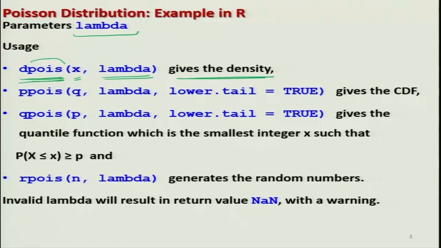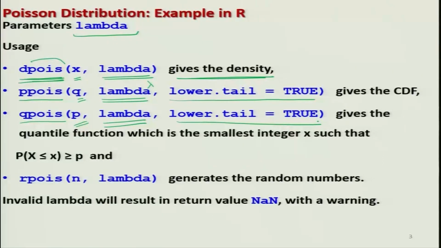Similarly, if you want to find the CDF, you have to write the command ppois, and then the data vector q, and then the value of the parameter lambda. Then you can use lower.tail equal to TRUE or FALSE, exactly as we did in the case of the binomial distribution. If you want to find the quantile function, you use the command qpois, and inside the parenthesis you write the value at which you want the percentile, then the value of lambda, and then lower.tail equal to TRUE or FALSE.